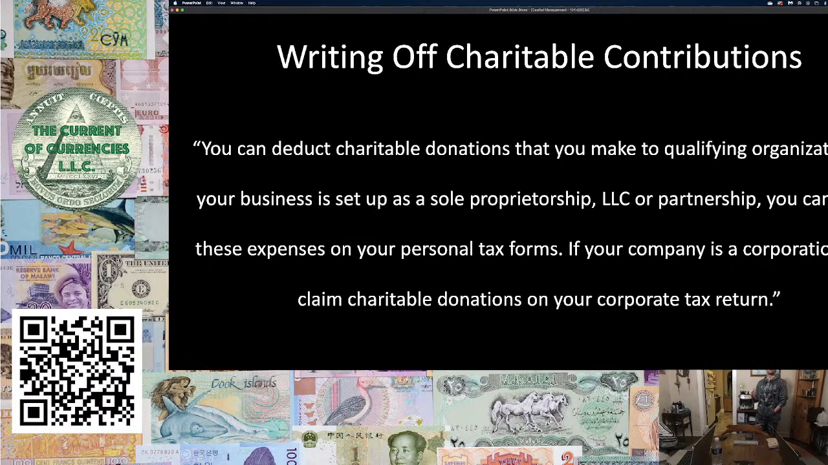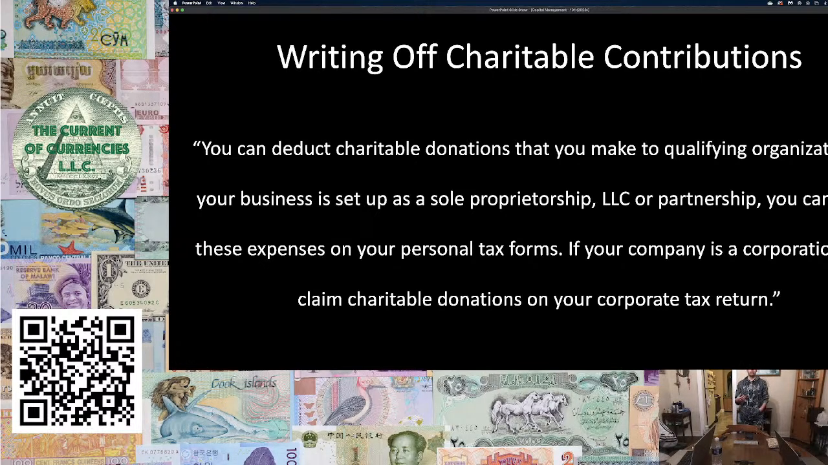So you can deduct charitable donations that you make to qualifying organizations. If your business is set up as a sole proprietorship, LLC, or partnership, you can claim these expenses on your personal tax forms. If your company is a corporation, you can claim charitable donations on your corporate tax return.